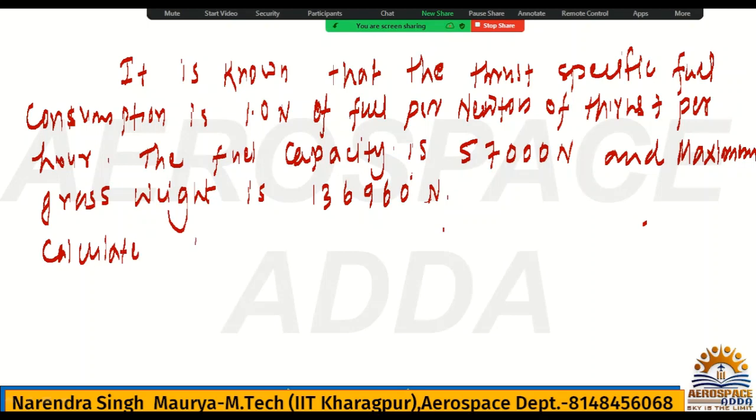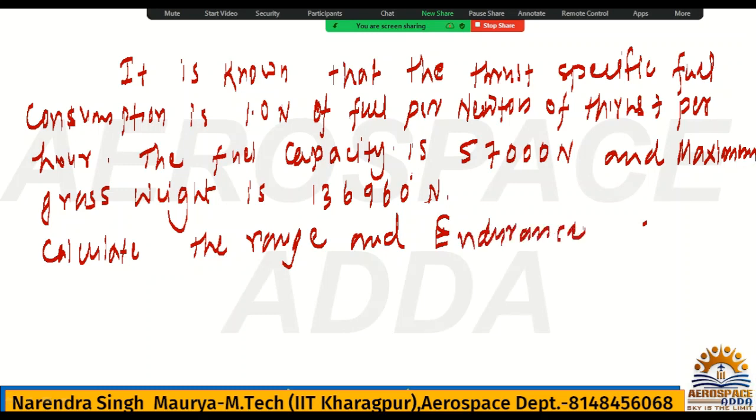Calculate the range and endurance. This is the finest and lengthy numerical. If you are able to solve this, then your range and endurance problem, you will be able to cover all types of questions they can ask in different units. Now, if you solve this, then you may understand clearly.